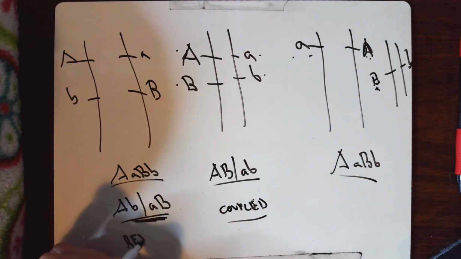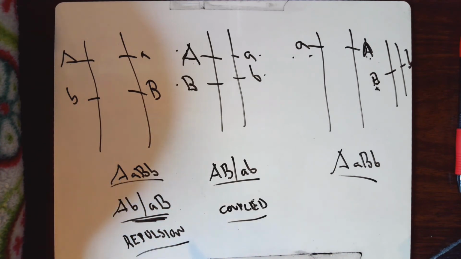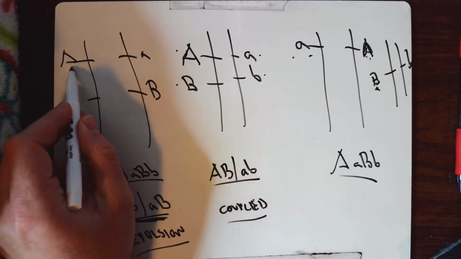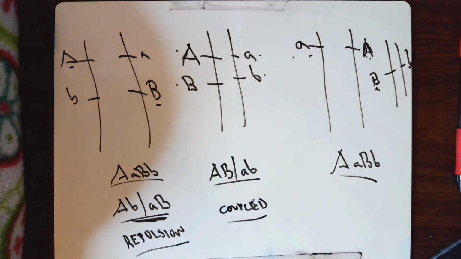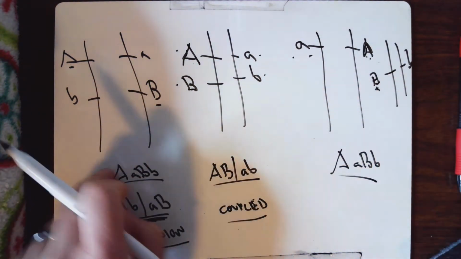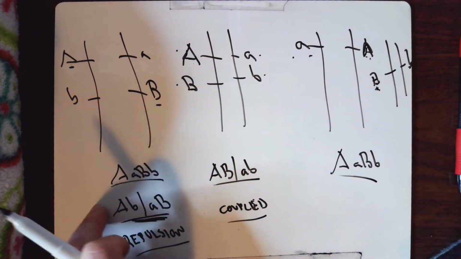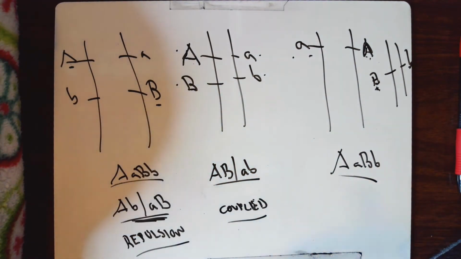Furthermore, we would use the terminology repulsion to describe these alleles. These alleles are in repulsion because the dominant allele of one linked gene is on the opposite chromosome as the dominant allele on the other. So we have heterozygote, heterozygote, heterozygote. We have unlinked, linked and coupled, linked and in repulsion. Distinct differences there that we want to keep in mind. So that's the terminology.